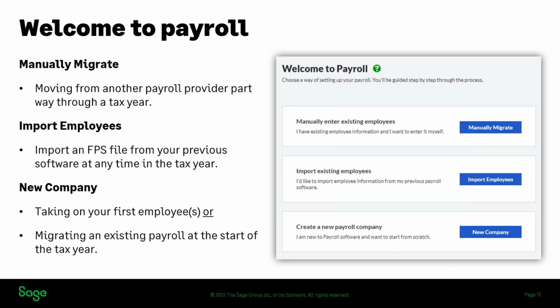The third option is used if you're a brand new business taking on your first employees, and can also be used if you're migrating an existing payroll at the start of the tax year. So we are now past the start of the tax year, so I'm assuming if you are moving a payroll, you are going to be doing this mid-tax year. So this is when you are going to need your opening balances.